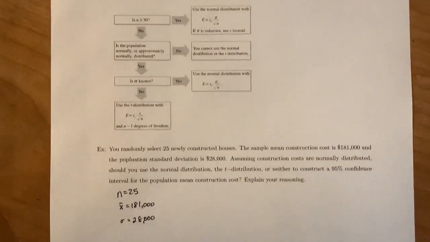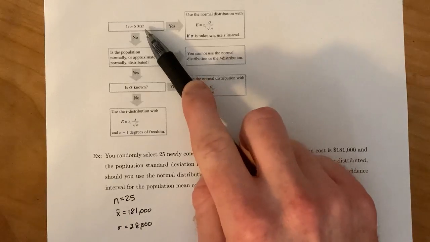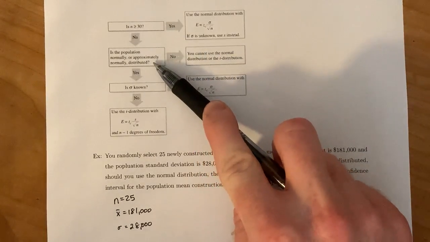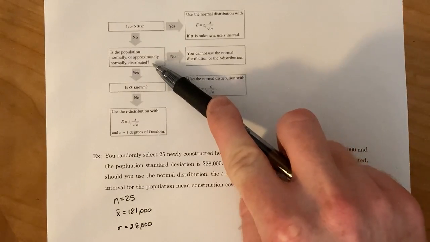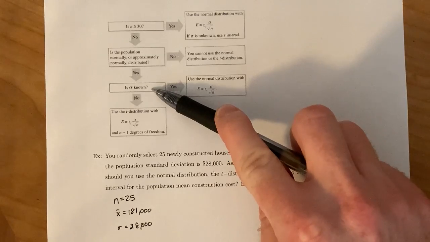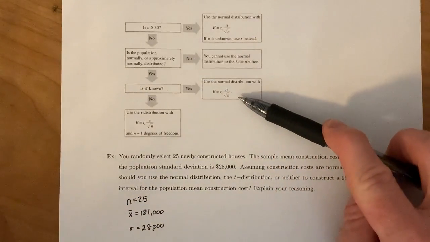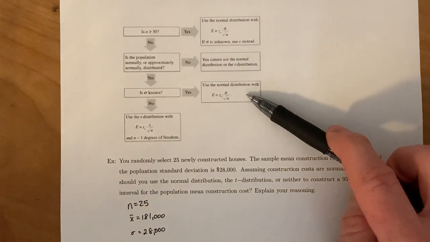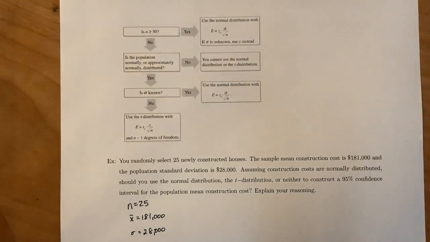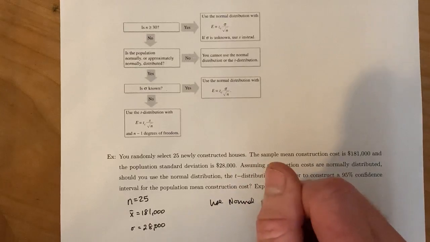So we're going to just take this right to this flow chart. Is n greater than or equal to 30? Our n is 25, so that's a no. We're told in the problem that it is normally distributed, so we follow this arrow down. Are we told the population standard deviation? Yes. So we followed that flow chart and we get to this point where it says we can use the normal distribution. So that is going to be our answer: use normal distribution.